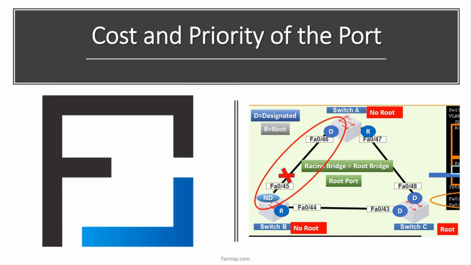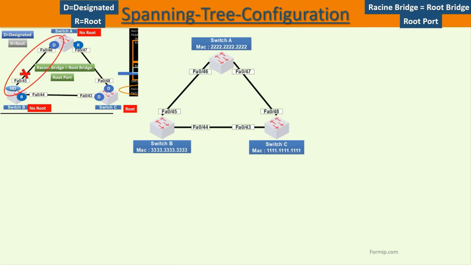In the previous course, we saw that switch C was designated as the root bridge, and that switch B had to deactivate its port 45 because it lost the battle with switch A. We will now see how to choose the root bridge. For example, we would like switch A to become the chosen one. For that, we will use the command spanning-tree vlan root primary. In the example, we specify vlan 1 and we execute this command on switch A.